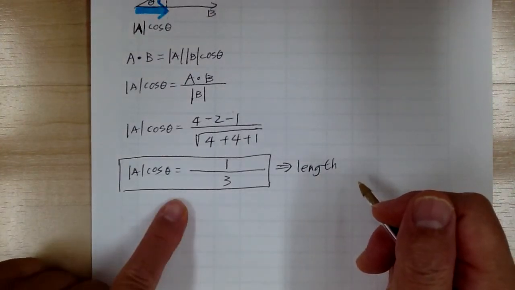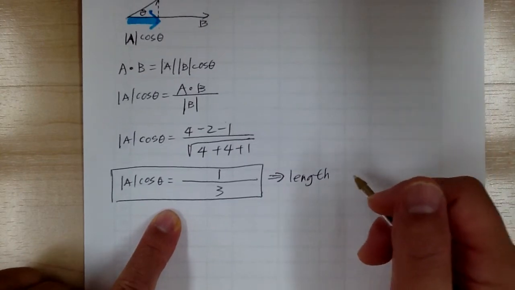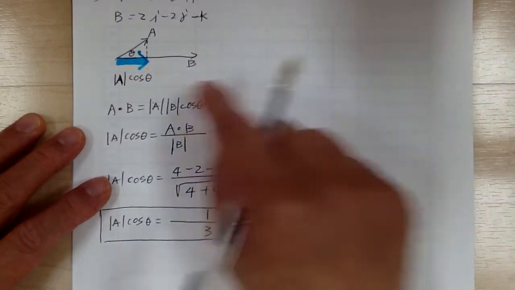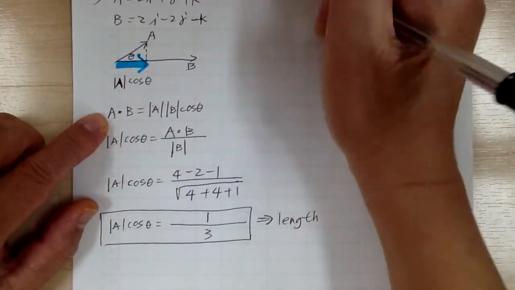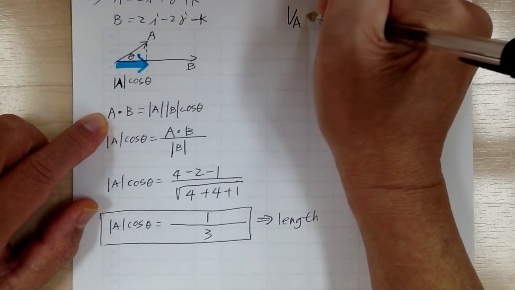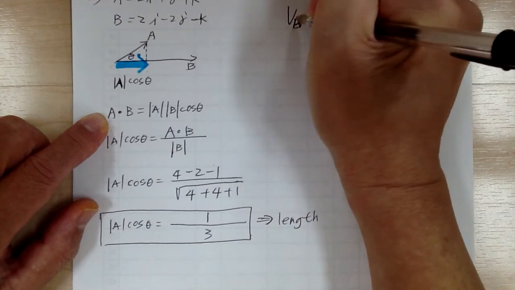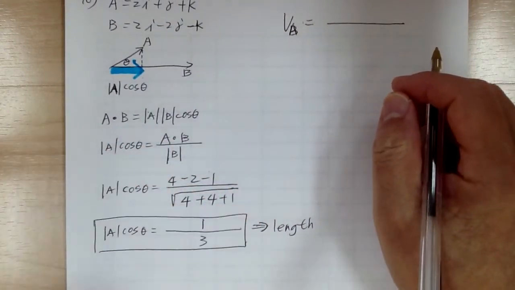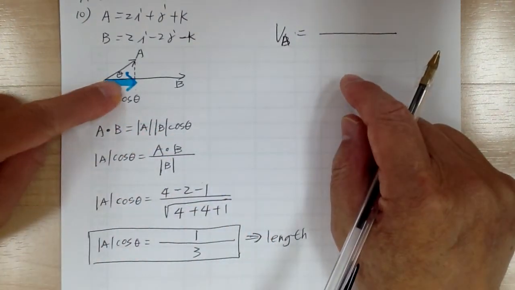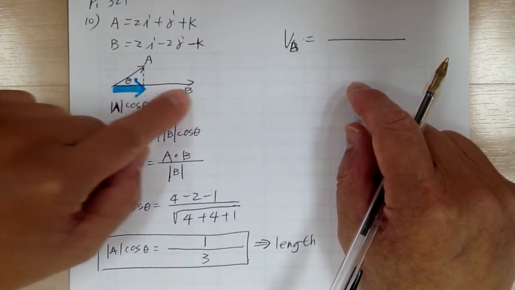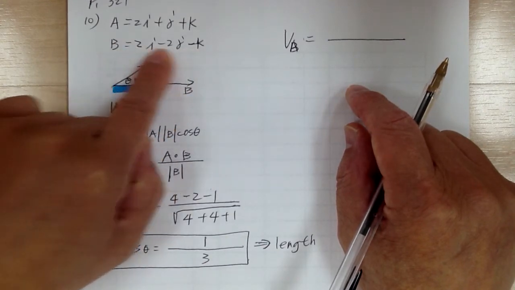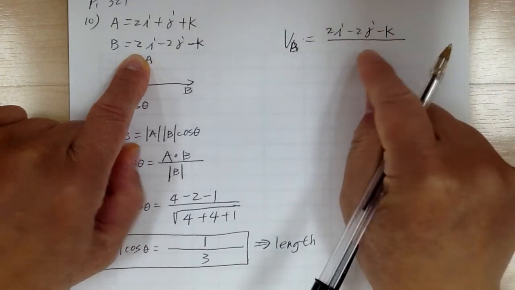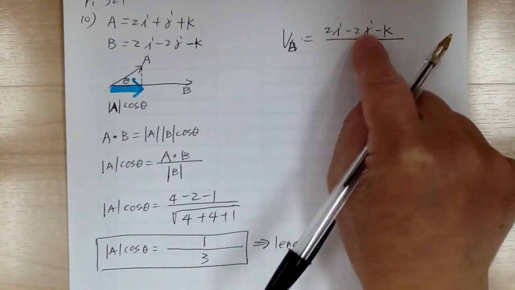Now, this is a scalar projection. Now you're looking for the vector projection. So you're looking not only for the length, but you also need a direction. The vector projection of A on B will equal... First let's get the direction. Since this is the same direction as B, it must have the same coefficients. So we start with that. That's the direction, so now we have the direction correct.